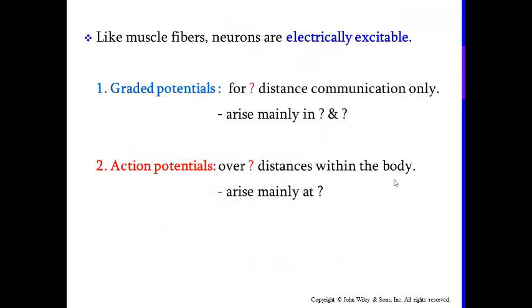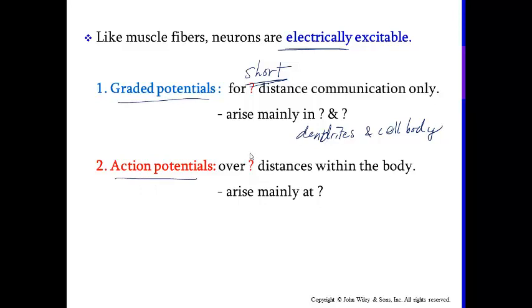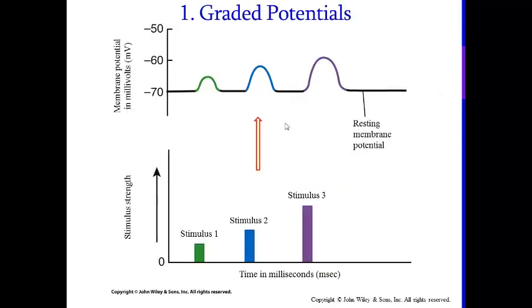Now, just like our muscle fibers, we said our neurons are electrically excitable, so they can receive a stimulus and they can send a nerve impulse. For the graded potential, we say these are for short distance communications only, mainly in the dendrites as well as the cell body of the neuron. Now the action potential is going to be over longer distances of your body and occurs mainly at the axonal regions. For the graded ones, you will see these 2 diagrams. Let's take a look at the bottom one first.